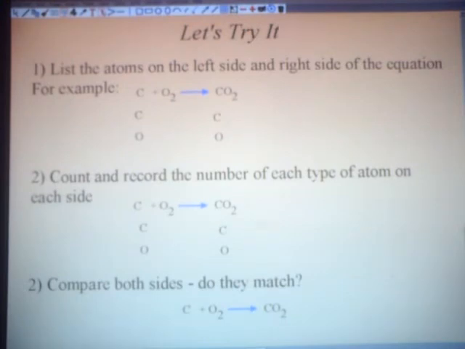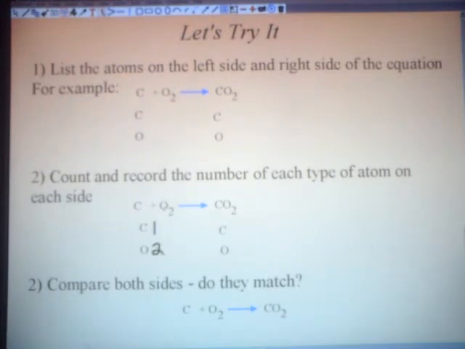So on this side, how many carbon do I have? What is the subscript that follows the letter C on this side? Excellent. I have 1 carbon on this side. How many oxygen do I have on this side? What is the subscript that follows the letter O on this side? Excellent. I have 2 oxygen on this side.